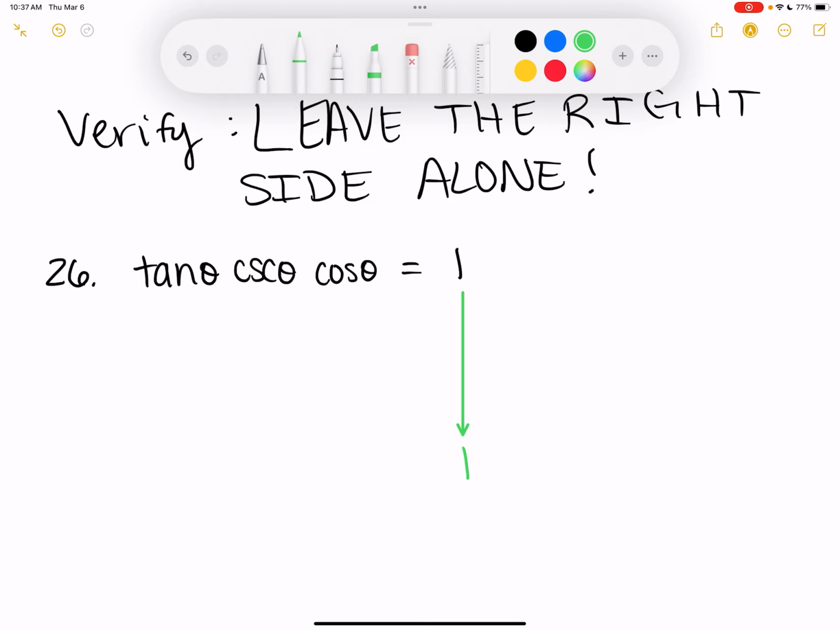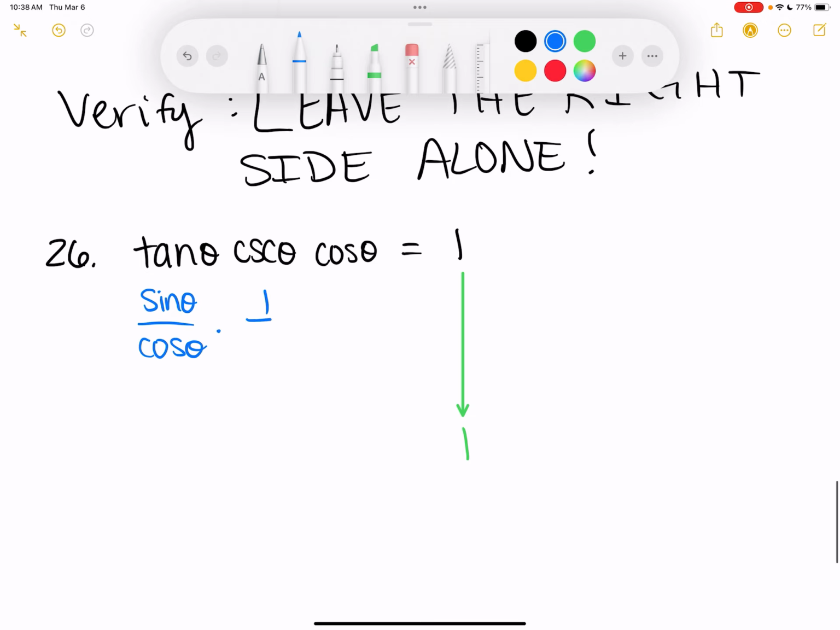All right, so I'm going to rewrite things here. Tangent can be rewritten as sine over cosine. Since I see a cosine, I'm going to first think sine over cosine. So sine theta over cosine theta. Cosecant is 1 over sine theta. Then the cosine theta stays. Now the 1 over cosine can cancel: cosines cancel, sines cancel, and I'm left with 1 equals 1, and I verified it.